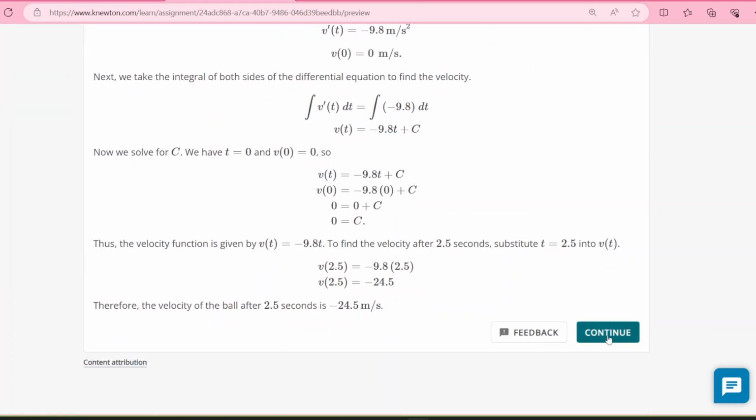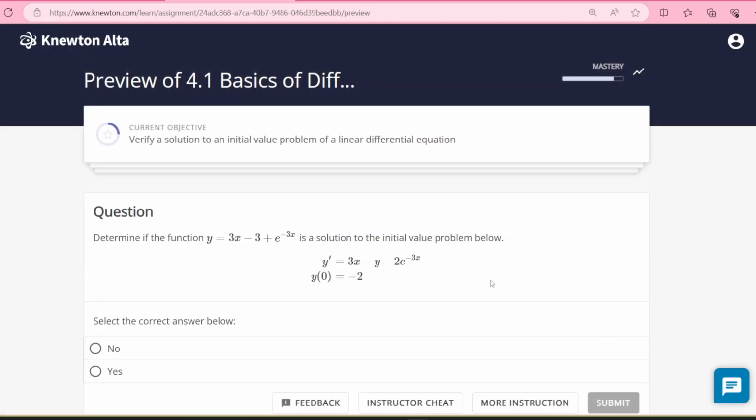Right, so just got one more to finish off with, which are more of those initial value problems, right? But it's just the ones where you have to verify. So we've seen a couple of these now, right, where you're given a function, y is a function of x again here, and then you're asked, is this a solution to the initial value problem? Does it satisfy the differential equation as well as the condition given?